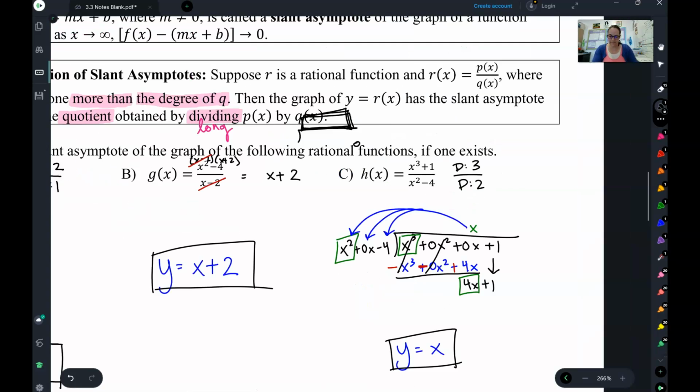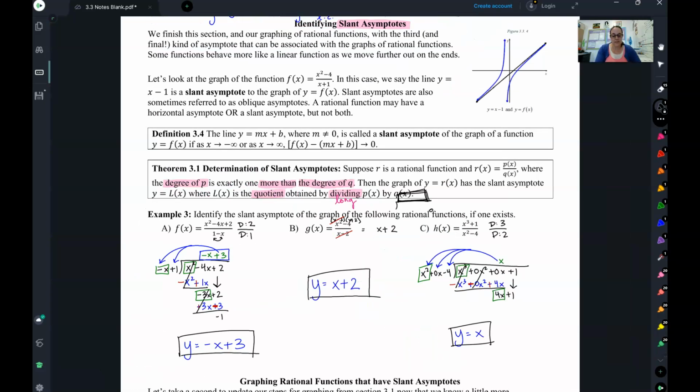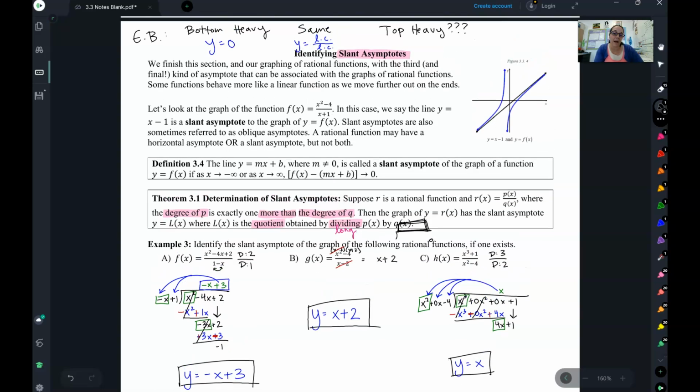And I'm done. So that is some examples of how you find a slant asymptote and how you check to know if you need to use it. You only need to use it if your degrees are top heavy. In the next video, we'll do a couple graphing problems where we're going to finally put everything we've learned together into the most complicated graphing problems we've done yet.